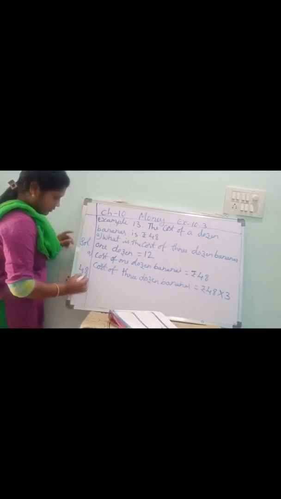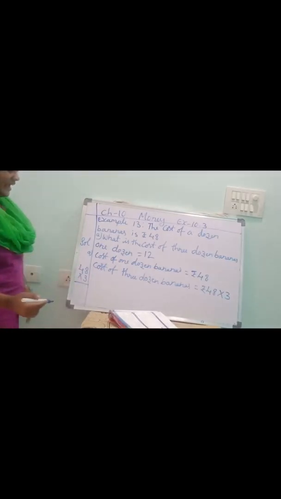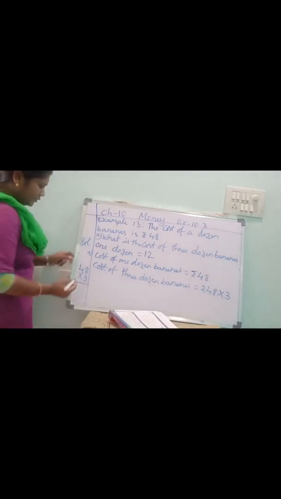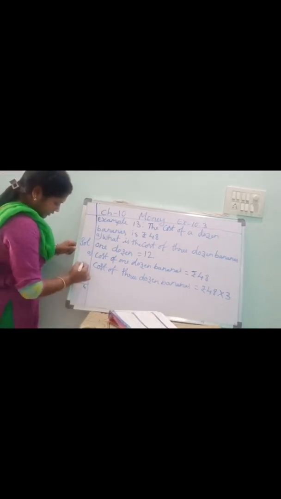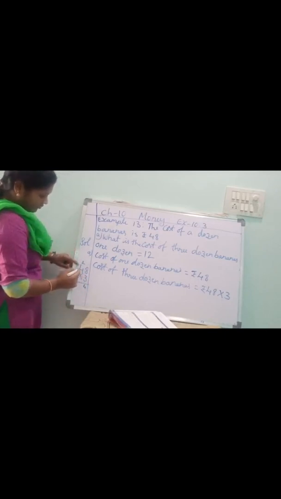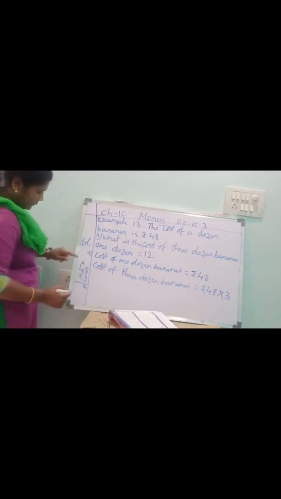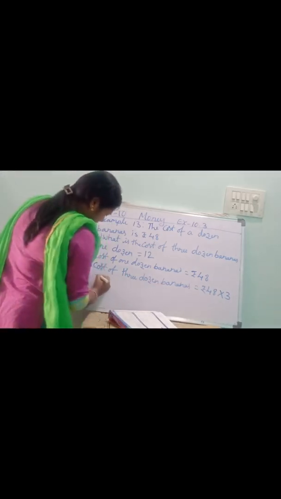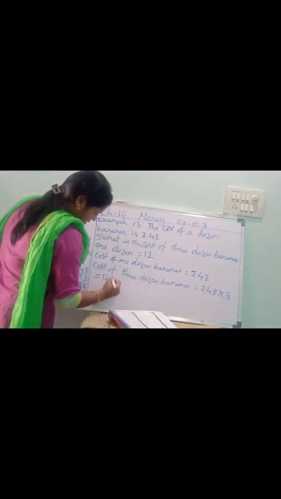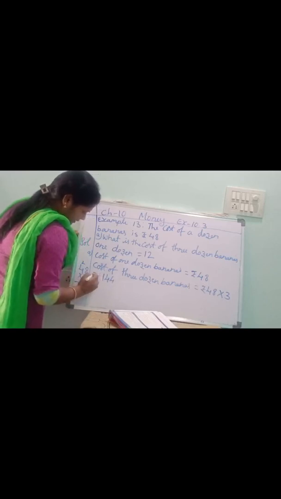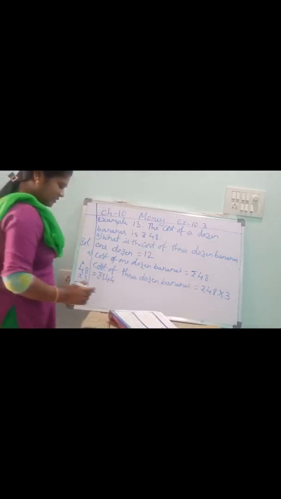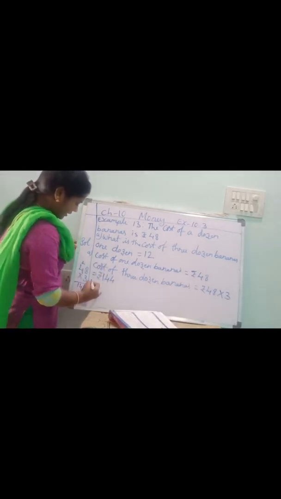See, 3 8s are 24. 4 here, 2 carry forward. 3 4s are 12. 12 plus 2, 14. See, what is the cost of 3 dozen bananas? Rupees 144. Understood? Next, B1.